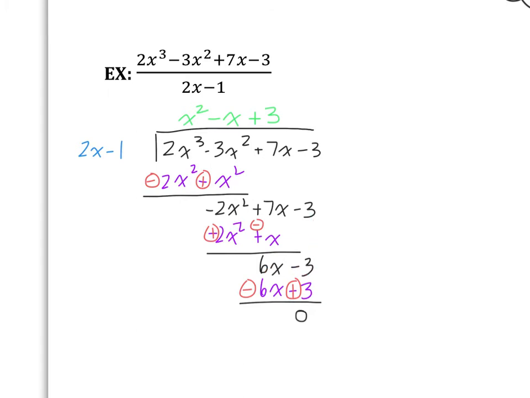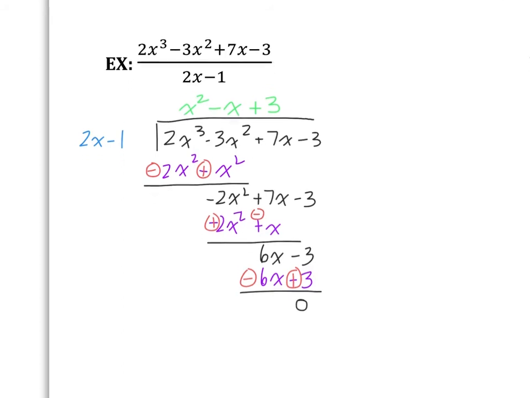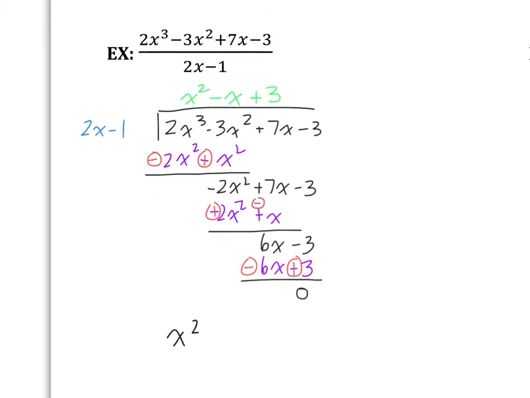So now last I have to ask myself, 2x times what gives us 6x? And that's going to be a plus 3. When we multiply 3 by both of those blue, we get 6x minus 3. Changing the signs, we get a remainder of 0. So our ultimate answer here is going to be x squared minus x plus 3.